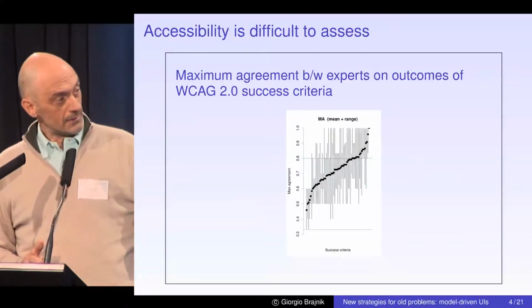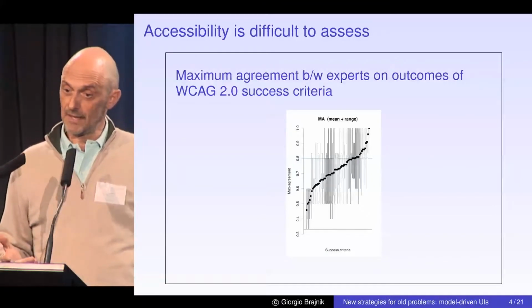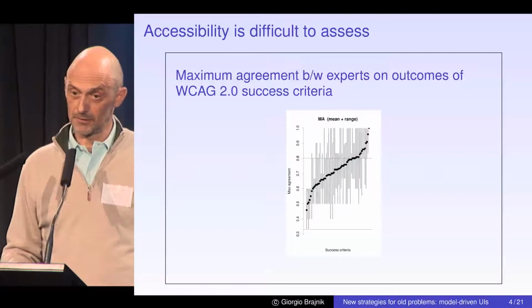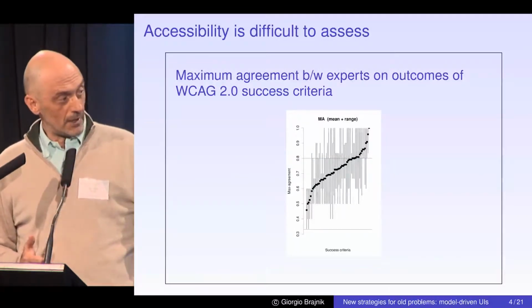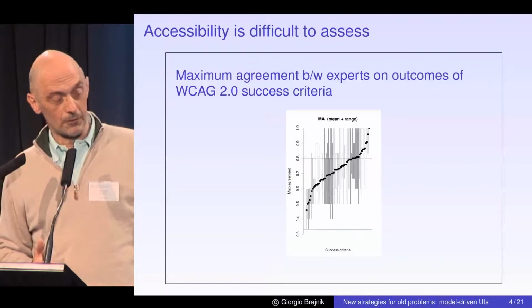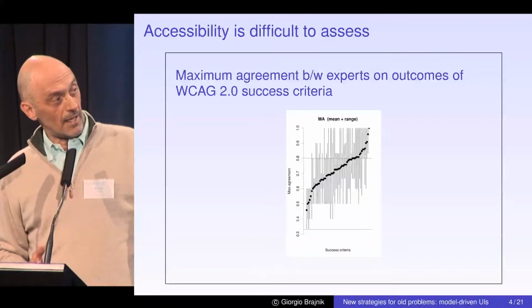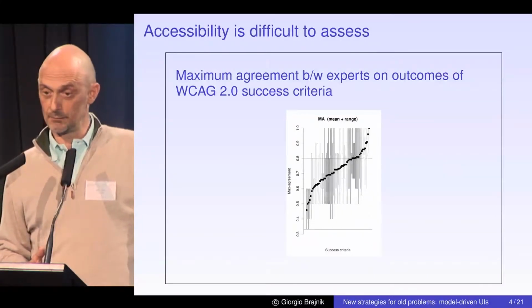applicable. And these points here show you how many, in percentage, of these experts agreed on a certain outcome. So for example, there are success criteria that reached almost 45% of agreement, whereas there are other criteria that went up to 100%.